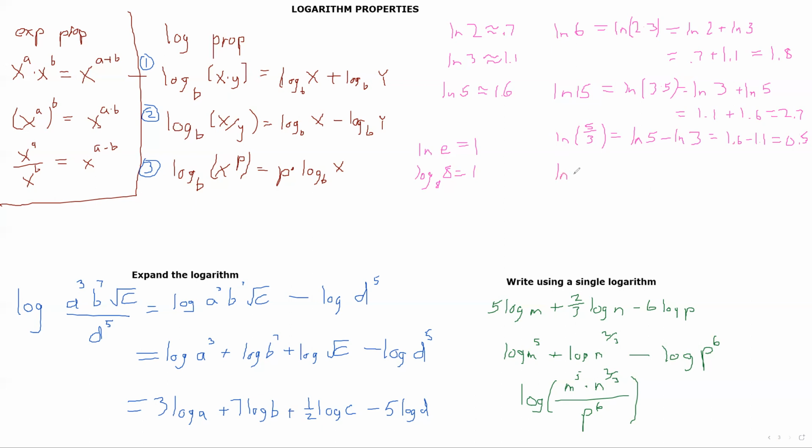All right, what about if I said ln of 0.4? All right, 0.4 we're going to have to think about for a second. How can we rewrite 0.4? Well, as a fraction, 0.4 is 2/5. So this is ln of 2 minus ln of 5, which is 0.7 minus 1.6, which is negative 0.9.